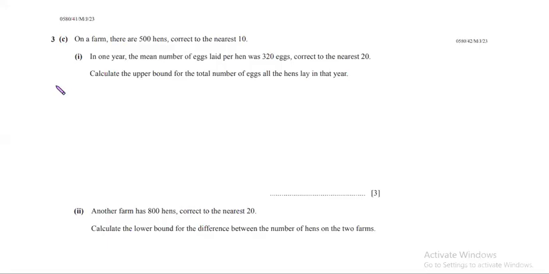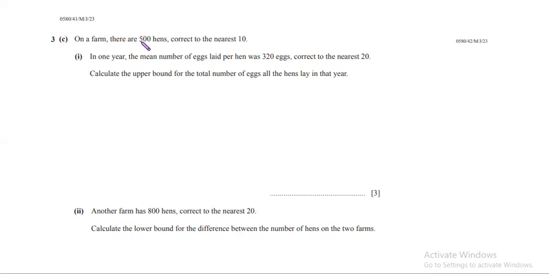Here's a question that is related to bounds. Even in the paper 2 predictions, I have explained a question related to bounds. You can go through that as well. The reason why I picked this one is to quickly brush up the concept related to this.